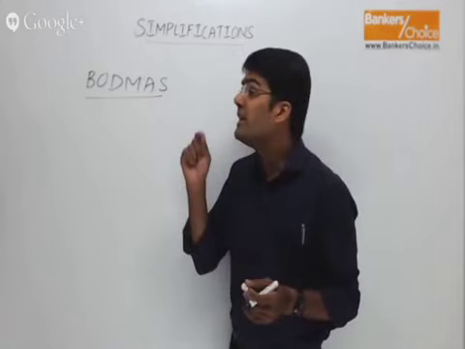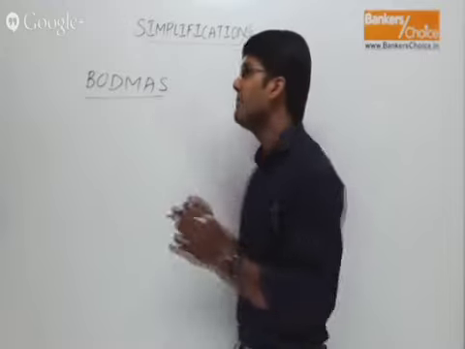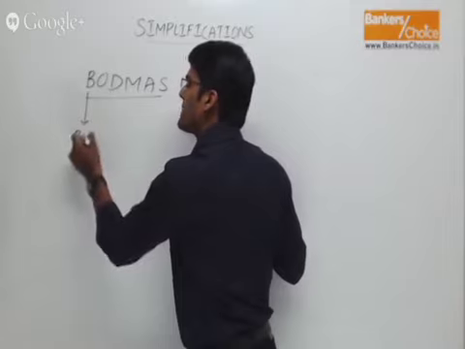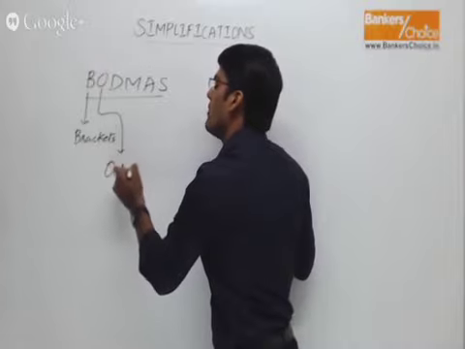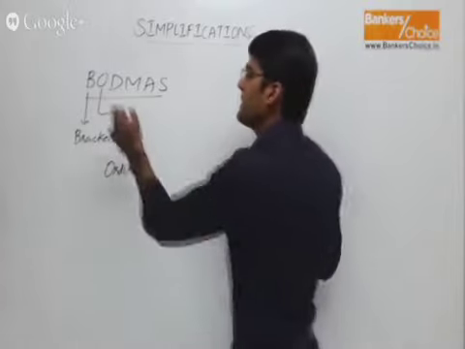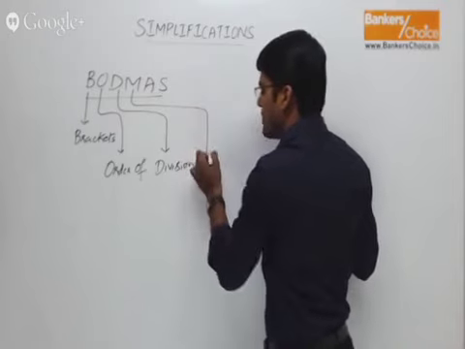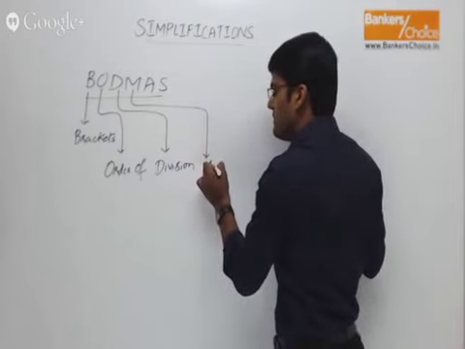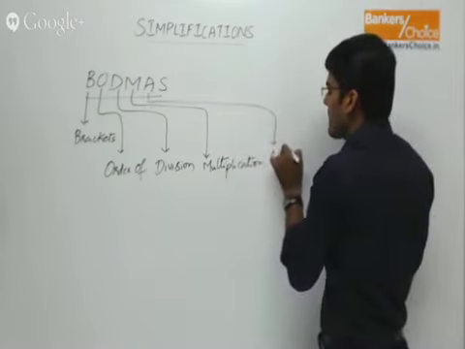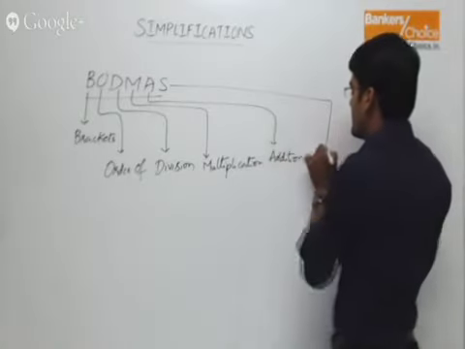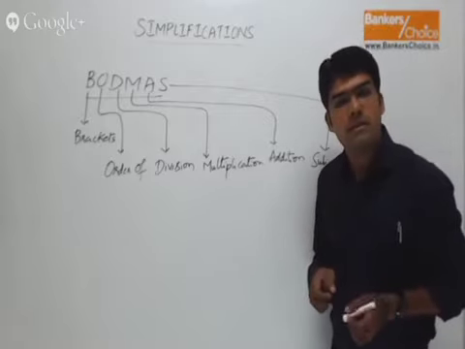Now here each letter stands for a word and this will give you the hierarchy of operations that we need to follow. For example, B here stands for brackets. O stands for order of and exponential operations. D stands for division. M stands for multiplication. A stands for addition. And the last one here, S, stands for subtraction. So this is the order that we need to follow while solving a question from simplifications, right?